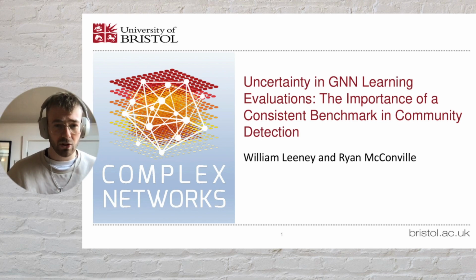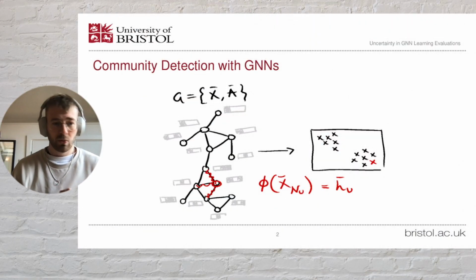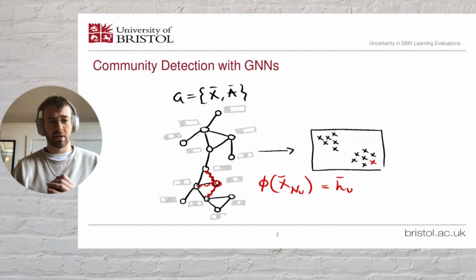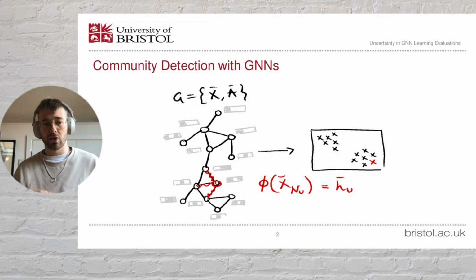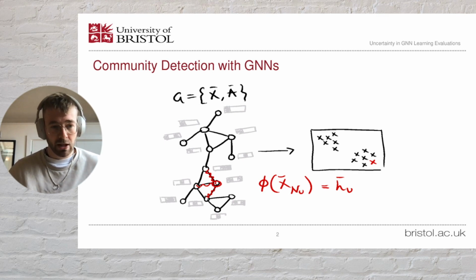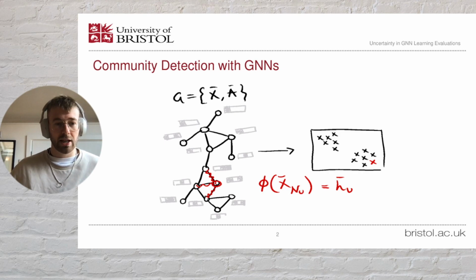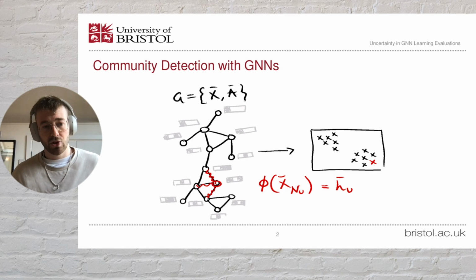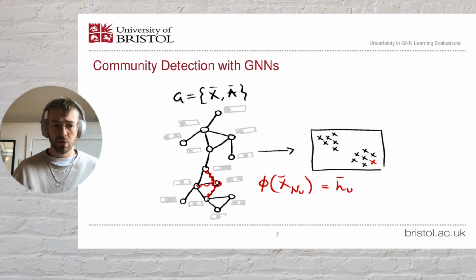This talk is going to be on uncertainty in GNN learning evaluations, the importance of a consistent benchmark for community detection. So, what exactly is this task that we're going to be studying? Some of you may know, some of you may not, so I'll just give it a little brief introduction. Community detection with GNNs is the task of classifying a graph into communities of nodes.